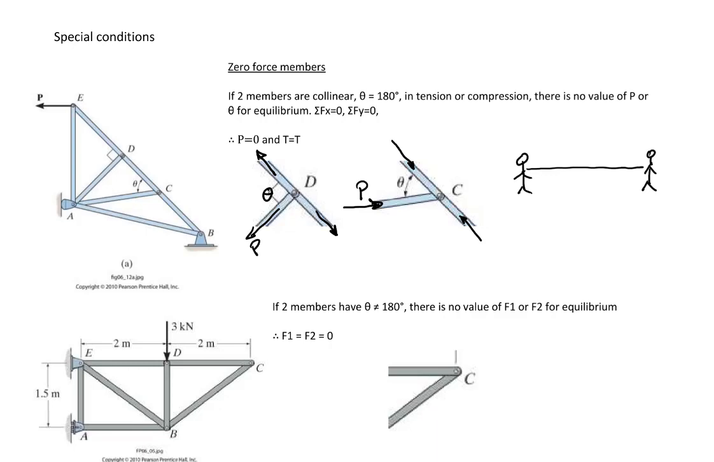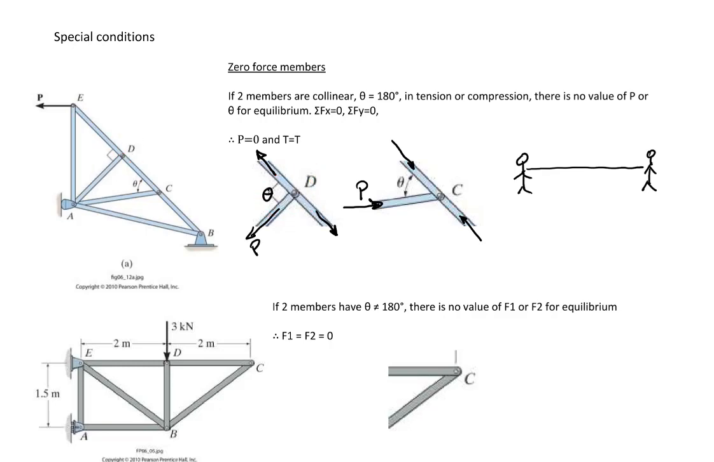Well, I want to visit with you briefly about some special conditions, and the first one is called zero force members. So we have a truss here that's loaded with a force, and let's say that there is some tension perhaps in those two members, and then there's also another member that's attached right there. So let's draw a little free body diagram of that one.